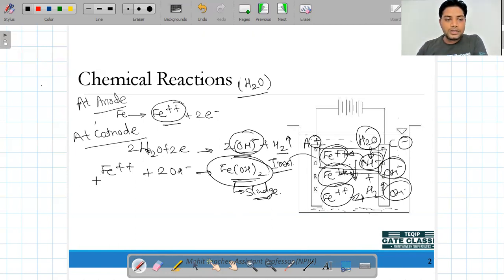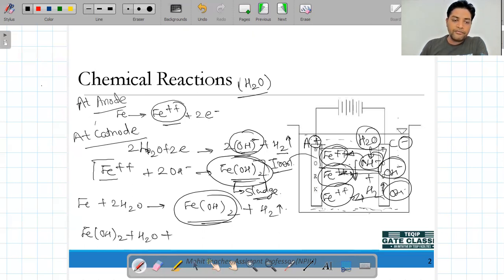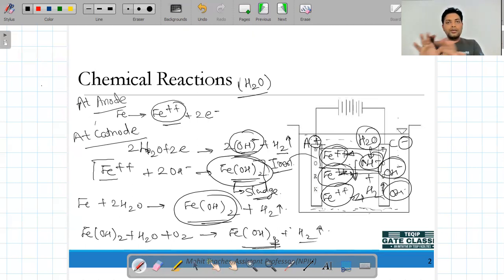This equation is based on the ions. If you combine these two equations, then Fe ions plus 2H2O will form Fe(OH)2. The overall equation means that it will release hydrogen gas. Again, you can make it like Fe(OH)2 is formed and H2O is already there. If there is excessive oxygen, then it will form Fe(OH)3, and there will be H2 gas, the quantity of which increases. You can balance it.